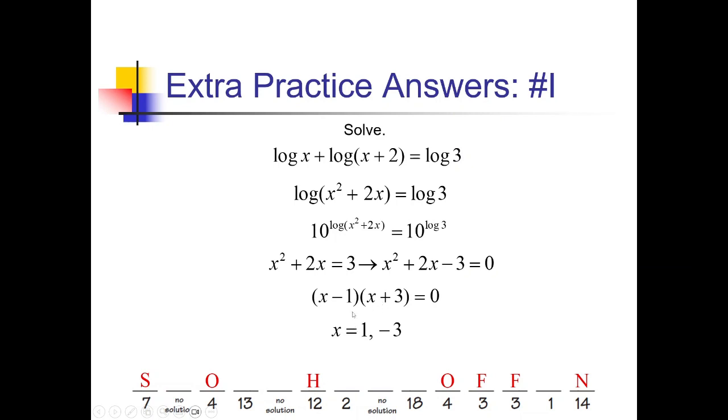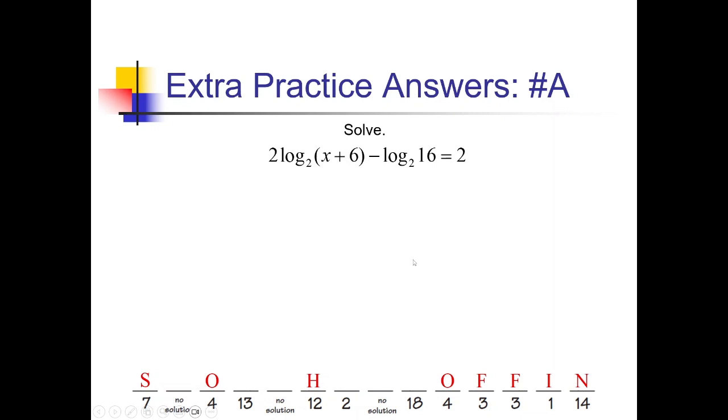Let's double check by plugging these back into the original. If I plug 1 in, log of 1 and log of 1 plus 2 is fine. That doesn't cause any issues. Now if I plug in -3, log of x really means log of -3 in this case, which would be undefined. Since -3 makes the original undefined, it's an extraneous root. I have to cross it off. And then 1 is my only true answer. So there's a 1 right here down below. I'm going to put an I in that spot.